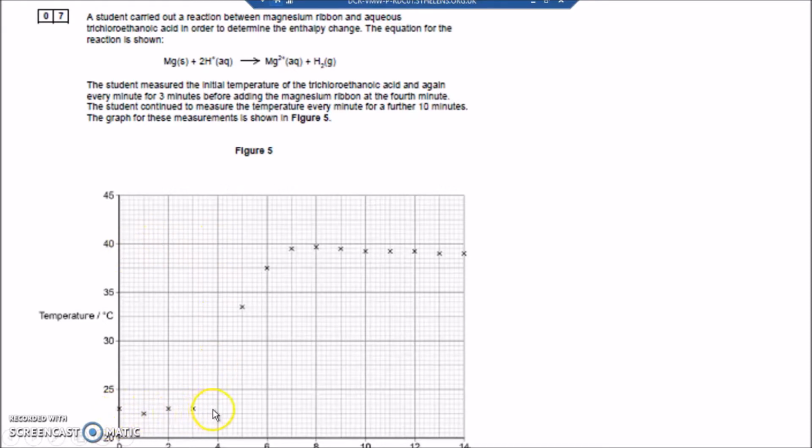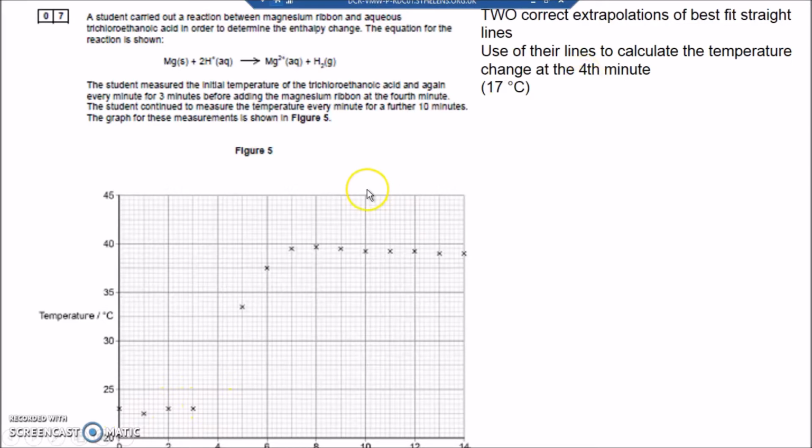So this line extrapolated comes to 23 degrees Celsius at time 4, and this line extrapolated back hits time 4 at about 40 degrees C. And so if you draw those two extrapolations, a line back there to hit at 40, a line forward there to hit at 23, you'll find that the temperature change, 40 take away 23, is 17.